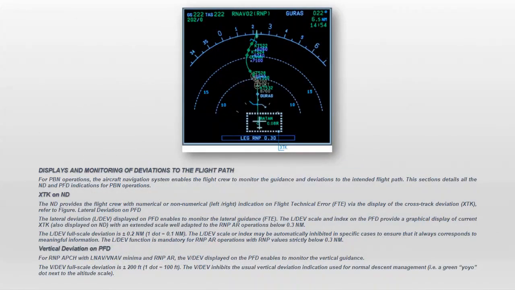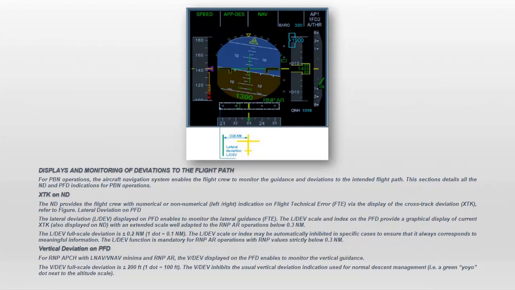Displays and monitoring of deviations to the flight path. For PBN operations, the aircraft navigation system enables the flight crew to monitor the guidance and deviations to the intended flight path. This section details all the ND and PFD indications for PBN operations. Cross-track deviation on ND. The ND provides the flight crew with numerical or non-numerical, left, right, indication on flight technical error, FTE, via the display of the cross-track deviation, XTK, refer to figure.